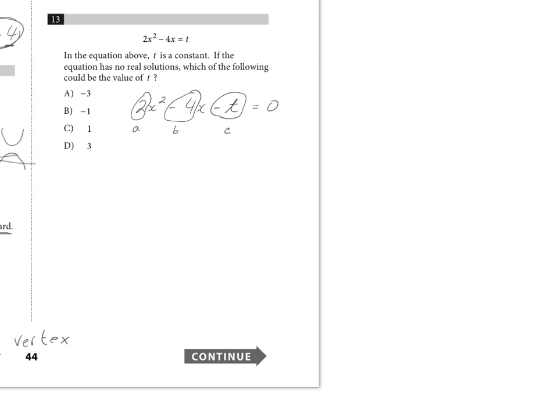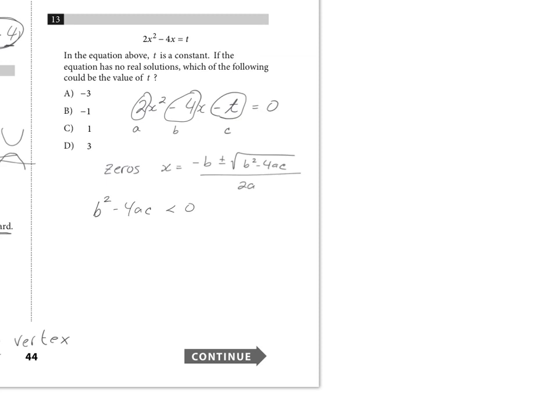Now in the quadratic formula, the zeros are x equals negative b plus or minus the square root of b squared minus 4ac, all over 2a. This part right here is called the discriminant, and that determines what kinds of zeros we have. If this is negative, we're going to get the square root of a negative number, which gives us no real solutions. It gives us imaginary solutions. So we have to solve for b squared minus 4ac, and it has to be negative. b squared minus 4ac has to be less than 0.